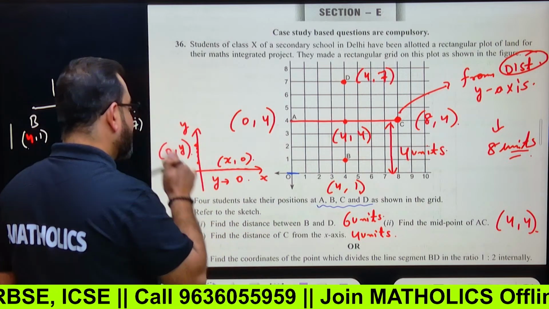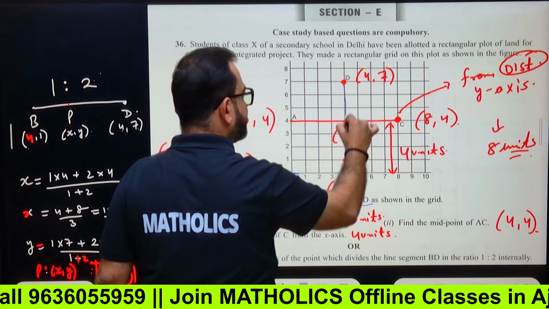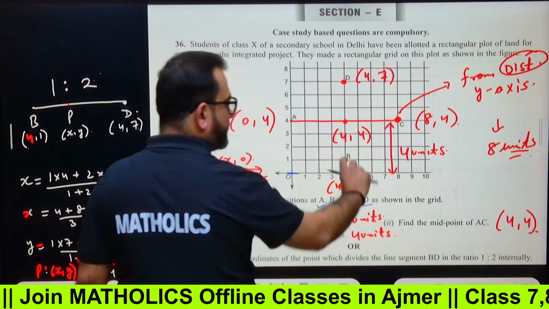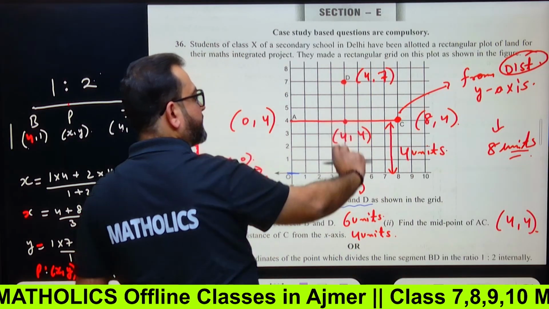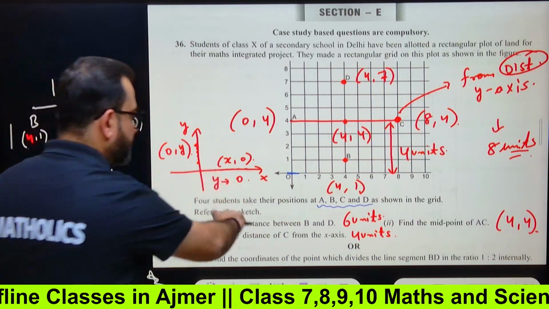So the distance between B and D, what is it? This distance you have to find out. This is 1 and this complete length is 7, so 7 minus 1 is 6 units. The first answer is 6 units.